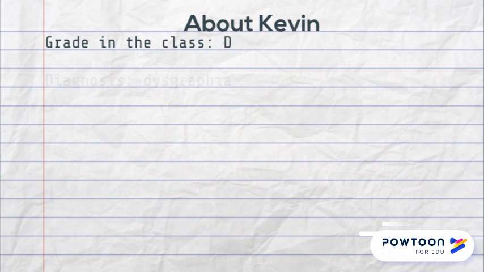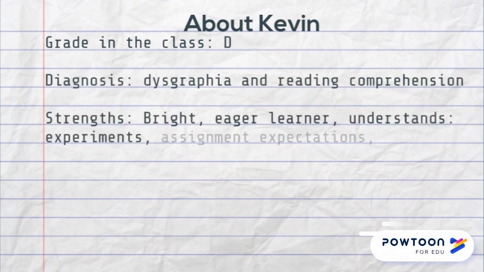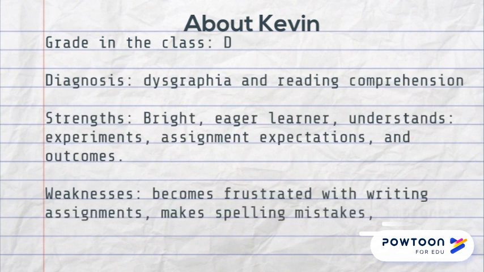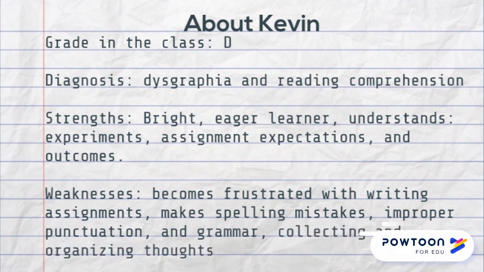Here's a little bit about Kevin. He's a bright, eager learner and understands experiments and assignment expectations and outcomes. However, he becomes frustrated in writing assignments, makes spelling mistakes, improper punctuation and grammar, and has trouble collecting and organizing his thoughts.